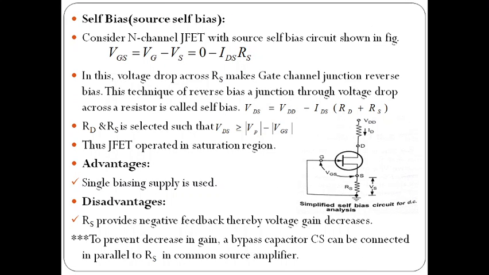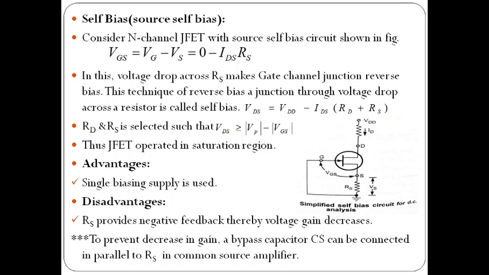Now let's discuss the self bias circuit, or source self bias. In this self bias, or source self bias, we provide the bias through the source resistor RS.